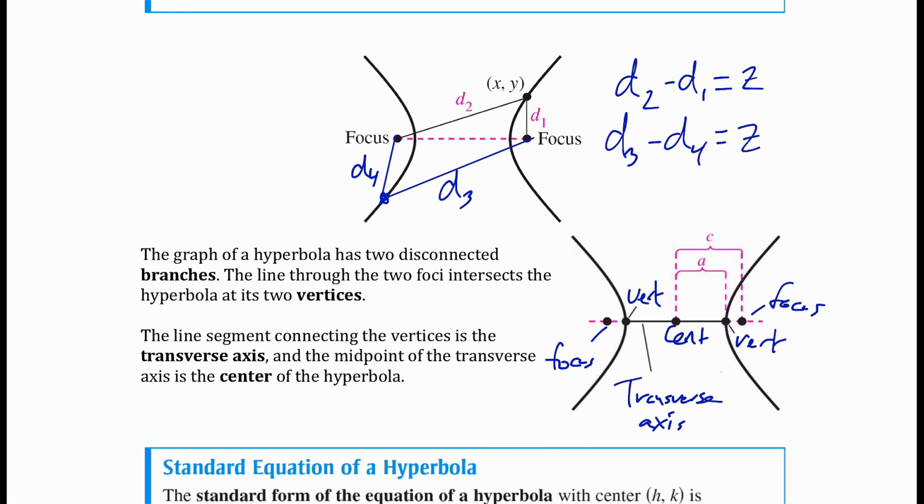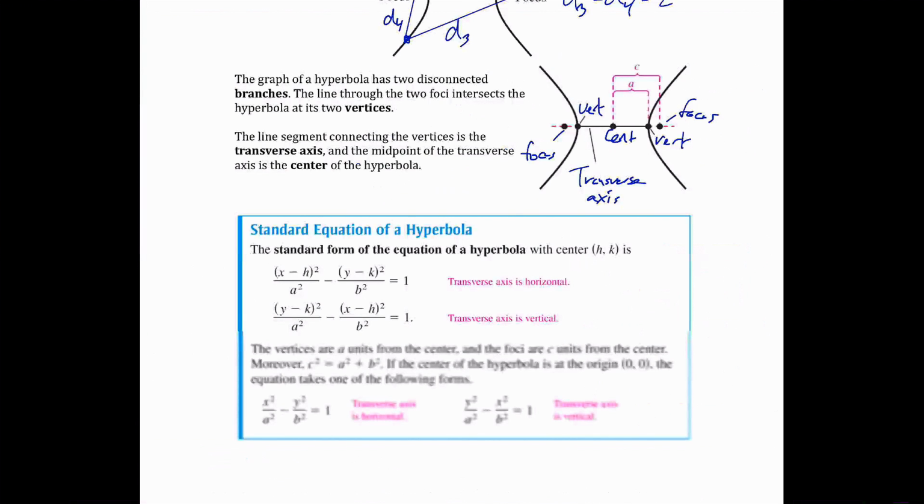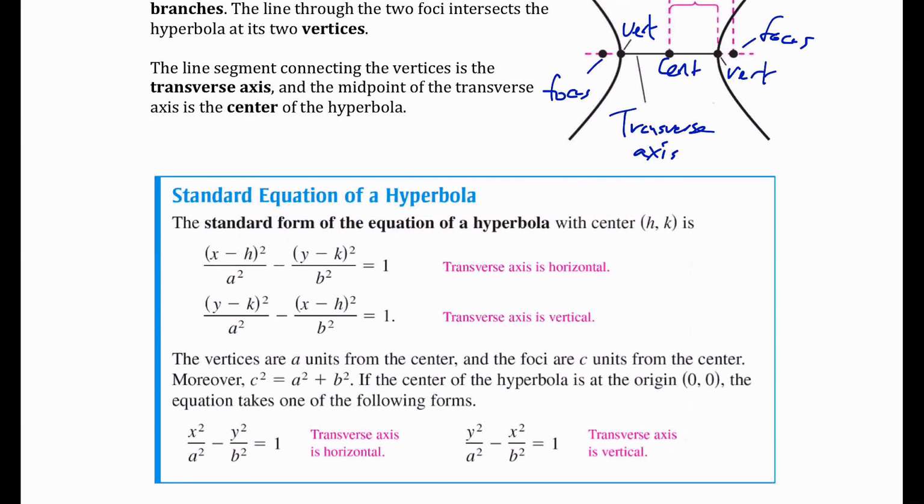Now the standard equation of a hyperbola is going to look very familiar, the big difference being that we have a minus sign here. So the standard form of the equation for a hyperbola with center at (h, k) is (x minus h) squared over a squared minus (y minus k) squared over b squared if it's horizontal. So the same setup that we had last time.